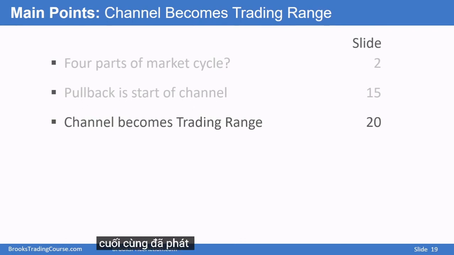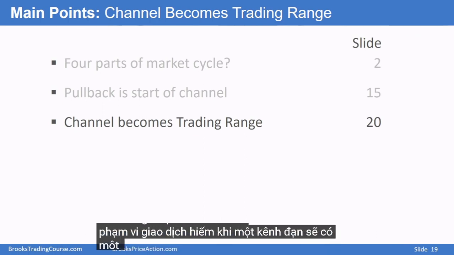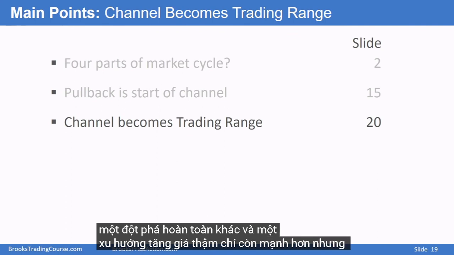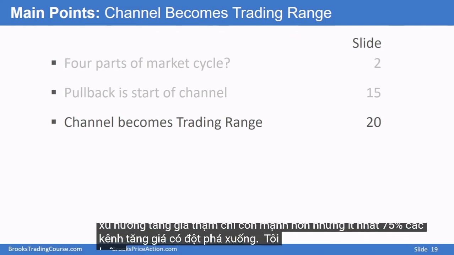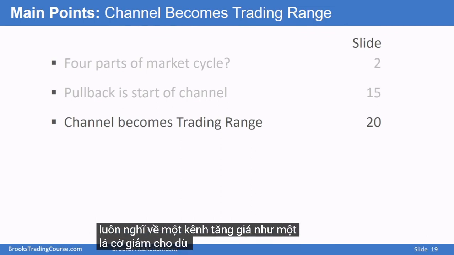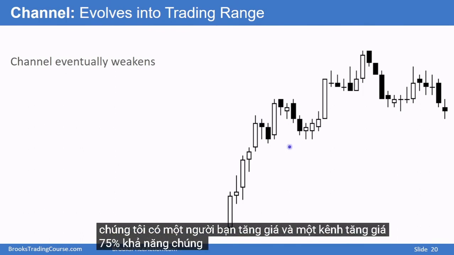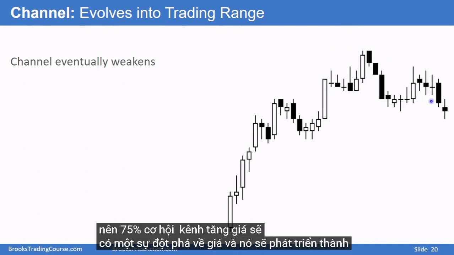Channels eventually evolve into trading ranges. Rarely a bull channel will have another bull breakout and an even stronger bull trend, but at least 75% of bull channels have bear breakouts. So I always think of a bull channel as a bear flag, no matter how strong the bull trend is. Here we have a bull trend and a bull channel. 75% chance we're going to get a breakout below the bottom of the channel. So 75% chance the bull channel will have a bear breakout, and it will evolve into a trading range.